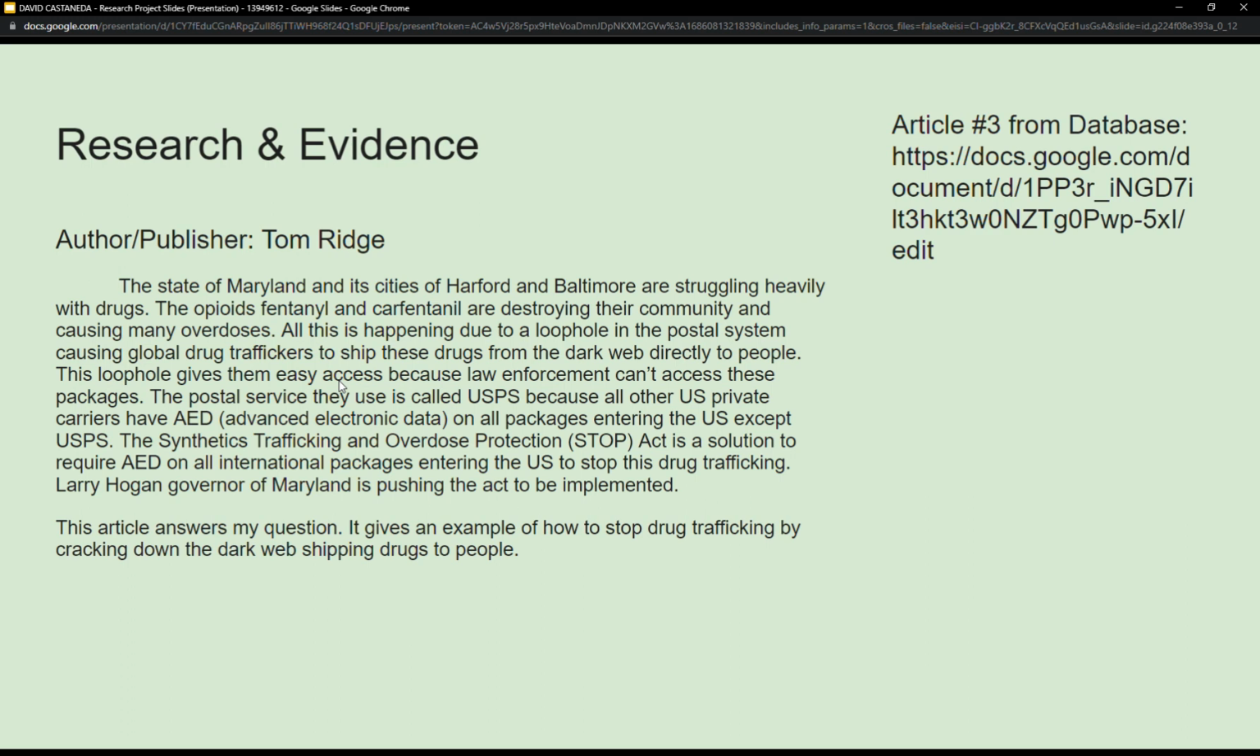However, there's the Synthetics Trafficking and Overdose Prevention Act, which is also known as the STOP Act. It's a solution to require AED on all international packages entering the US. So this is effective to stop drug trafficking, so it doesn't really allow people to buy stuff off the dark web anymore. It answers my question by giving me an example of how to stop drug trafficking, and it answered my thesis.